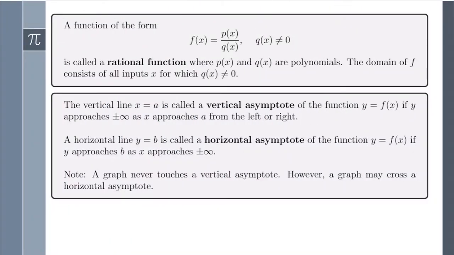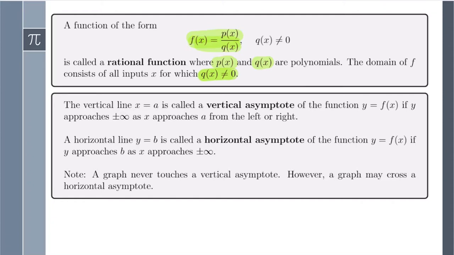A function written in this form, f of x equals p of x over q of x, is called a rational function, where both p and q are polynomials and q of x is not equal to 0. The domain of this rational function is all x values, all inputs, such that q of x is not equal to 0. We already discussed finding the domain of a rational function in one of the previous videos.